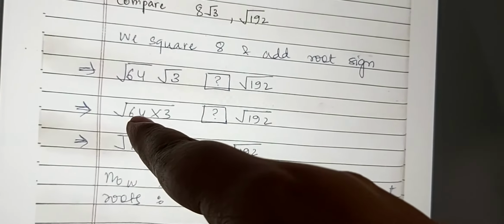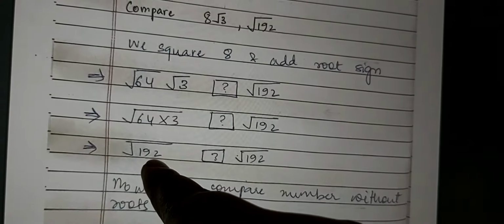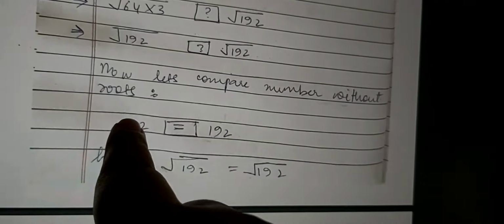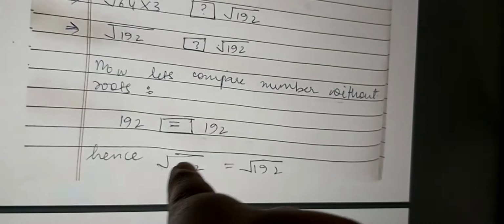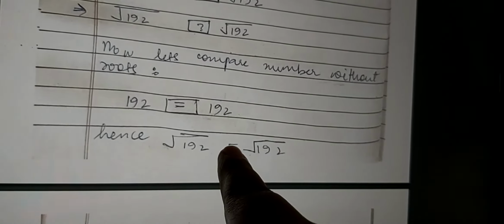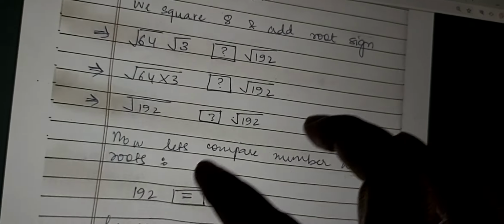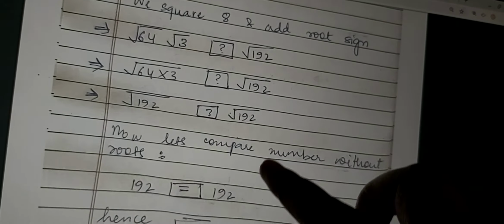And then next I'll do 64 into 3, which is 192 and 192. Both sides have 192, which means they are equal. So 8 square root 3 and square root 192 are equal, and I'm going to put an equal to sign. Now the next thing we're going to do is basically operations on surds.